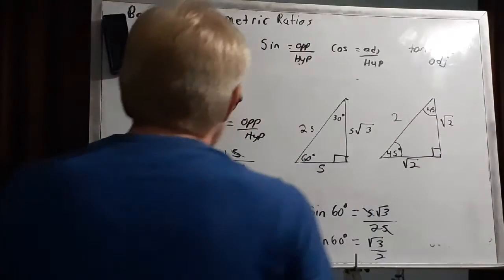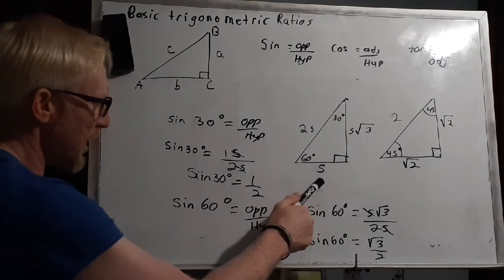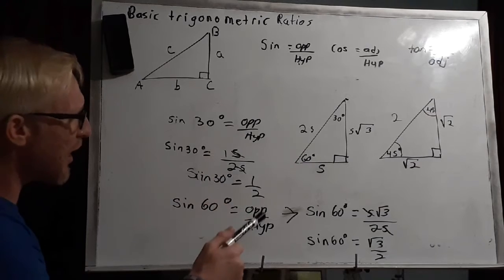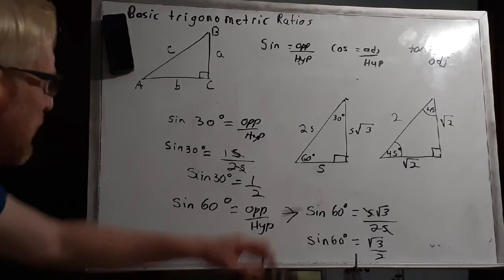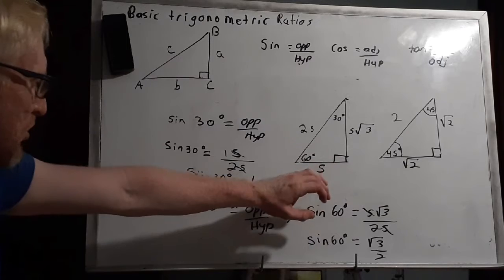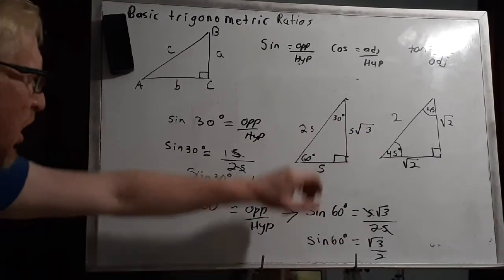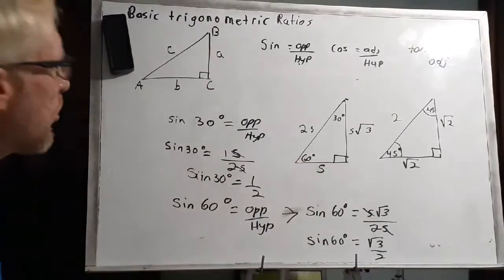Alright, so again, sine of 30, 30 is over here, opposite over hypotenuse, S over 2S, because the hypotenuse is 2S, my S's cancel out. Remember that this is 1, so it's 1/2. And the sine of 60, which is the opposite of 60, the side farthest from 60, is S times the square root of 3, over the hypotenuse, which is 2S. Again, the variables cancel, and I get the square root of 3 over 2.